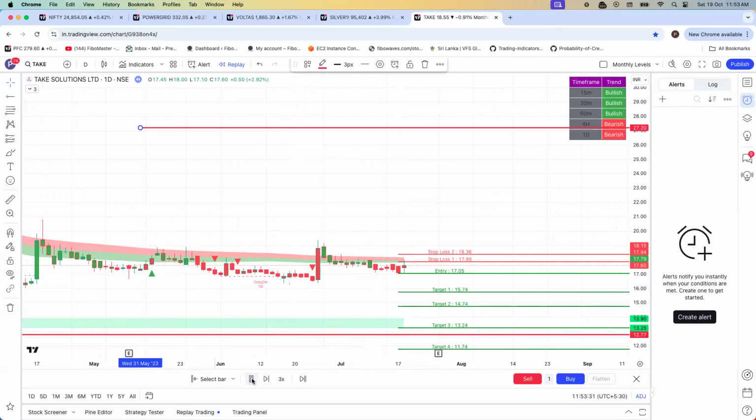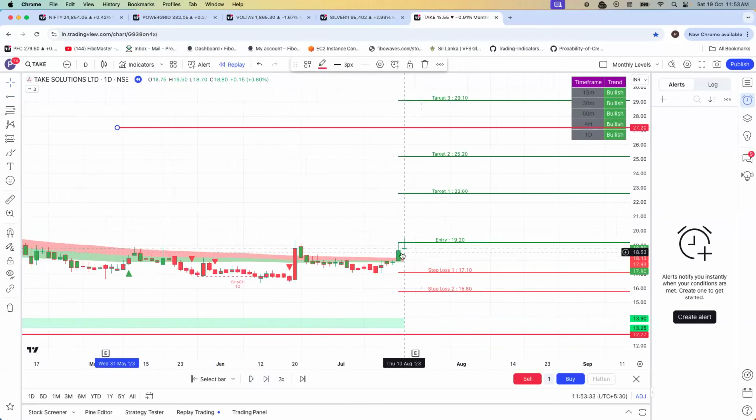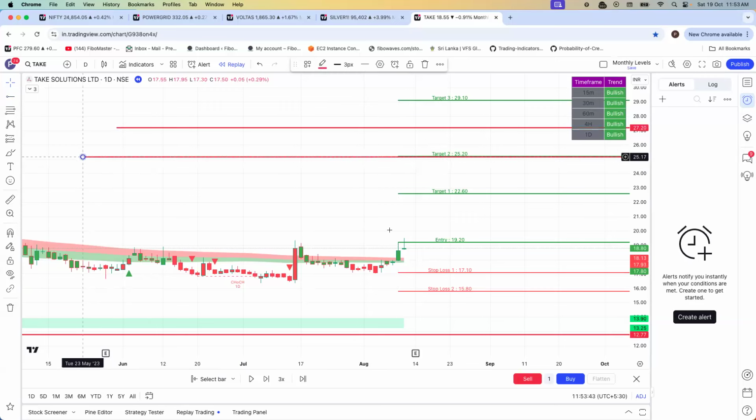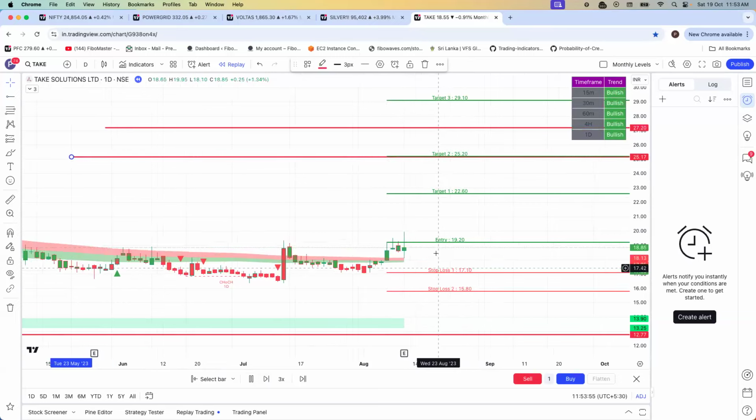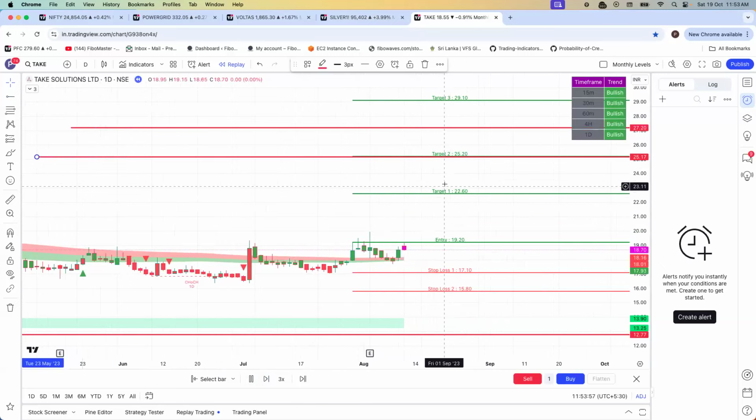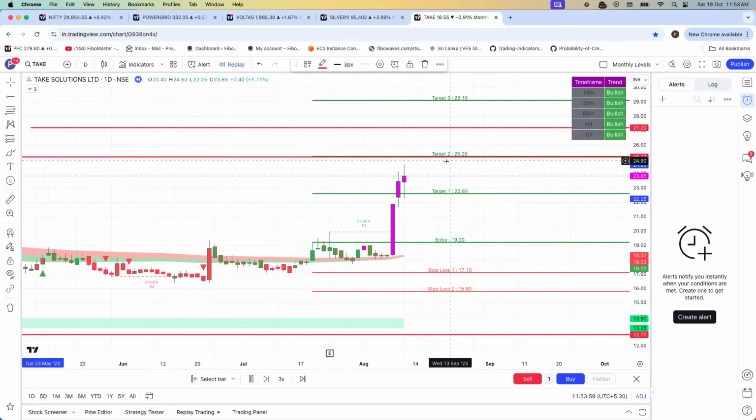Okay. Next, here, this candle crossed. So that means I will get only 2 targets. What is the target? 25.20. This is my target, because red is on the top, green is on the bottom. My target is 25.20. So I'll be entering into this particular trade, and I should get a target of 25.20.